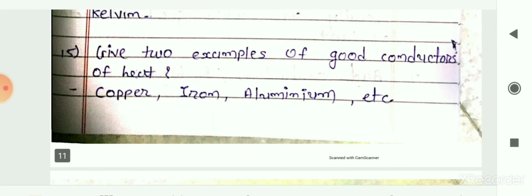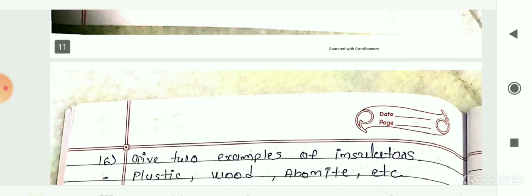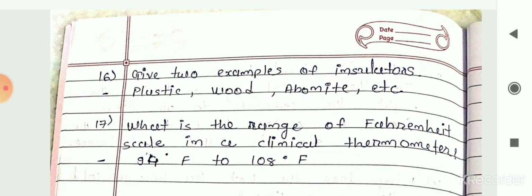Next, 15th number, give 2 examples of good conductors of heat. So metals like copper, iron, aluminium are good conductors of heat. Next, 16th number, give 2 examples of insulators. So plastics, wood, ebonite, wool, rubber, glass, these are all poor conductors, or you can say insulators, of heat. So here the examples were given to you.